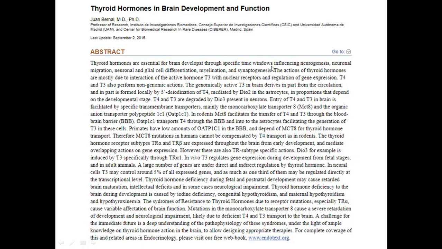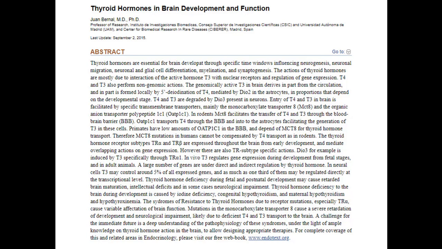So its timing here is key, influencing neurogenesis, so the production of new neurons, neuronal migration, neuronal glial cell differentiation, myelination, right? The white matter within our brain is myelin. Synaptogenesis, those neurons connecting with one another, creating memories and learning, and it's mostly due to the interaction of active T3 hormone. So if you are working with a physician that is only looking at TSH and free T4, you're missing a huge part of the picture. It's really important to look at T3 hormone levels within the body as well.